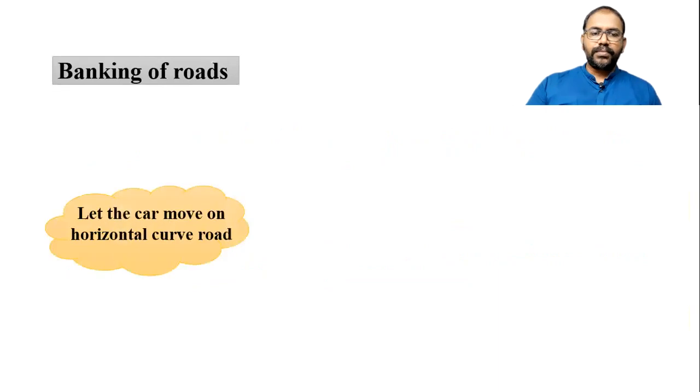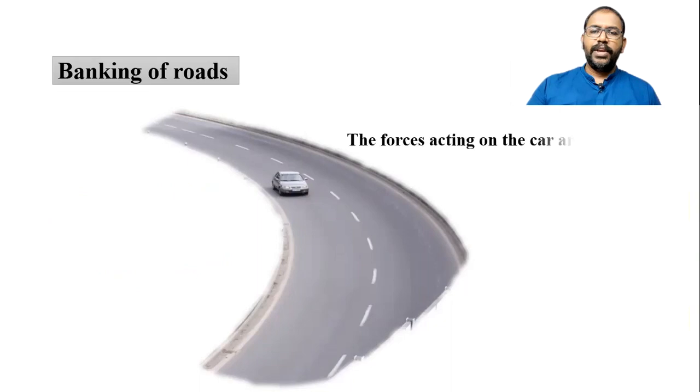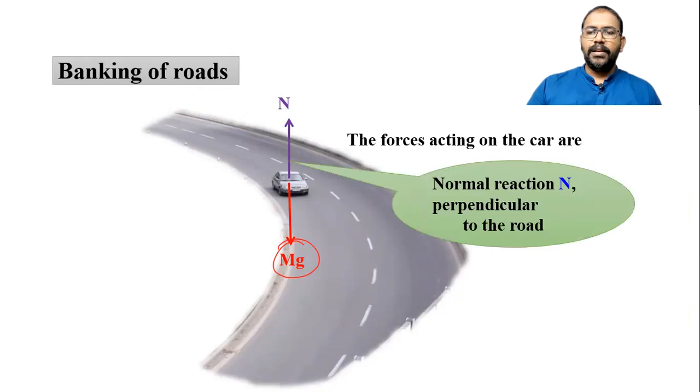Now, basically, let the car move on a horizontal curve road. I consider this a horizontal curve road and the car is moving on that. Then we have to discuss the forces acting on the car. The first force is the weight mg. Then the second force is the normal reaction, a reaction force exerted by the surface. The normal reaction is perpendicular to the surface of the road.